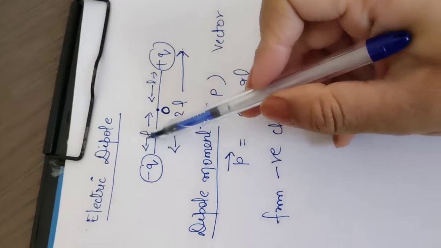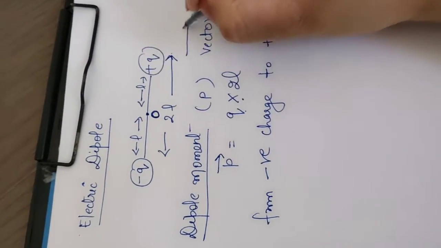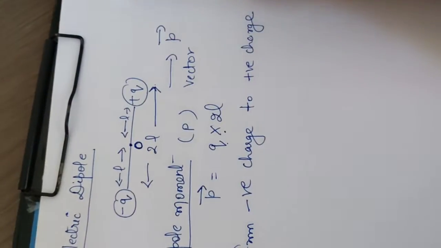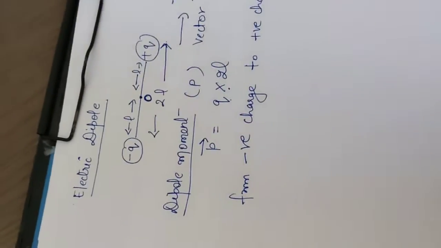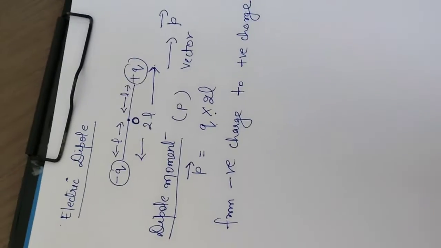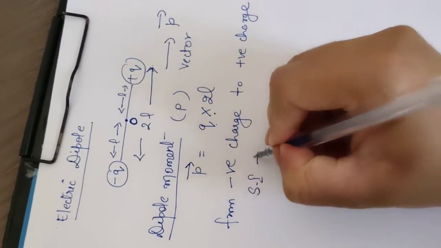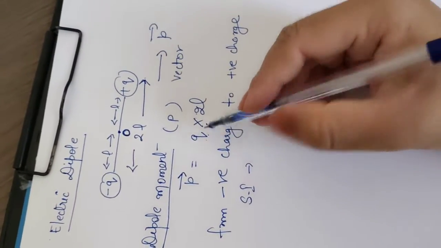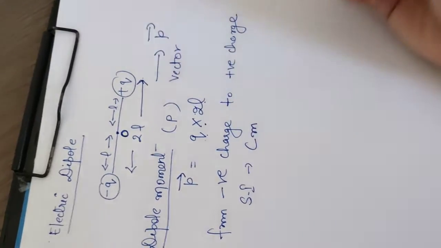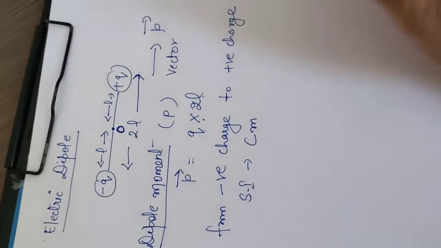Now say for this electric dipole, if this is the negative charge and this is the plus q charge, what will be the direction of P? It will be directed in this direction, that is from left to right. So this is the electric dipole and electric dipole moment. Now what will be the SI unit of dipole moment? We can get it from this formula. SI unit of q is coulomb and SI unit of length is meter. So the SI unit of P is coulomb meter.